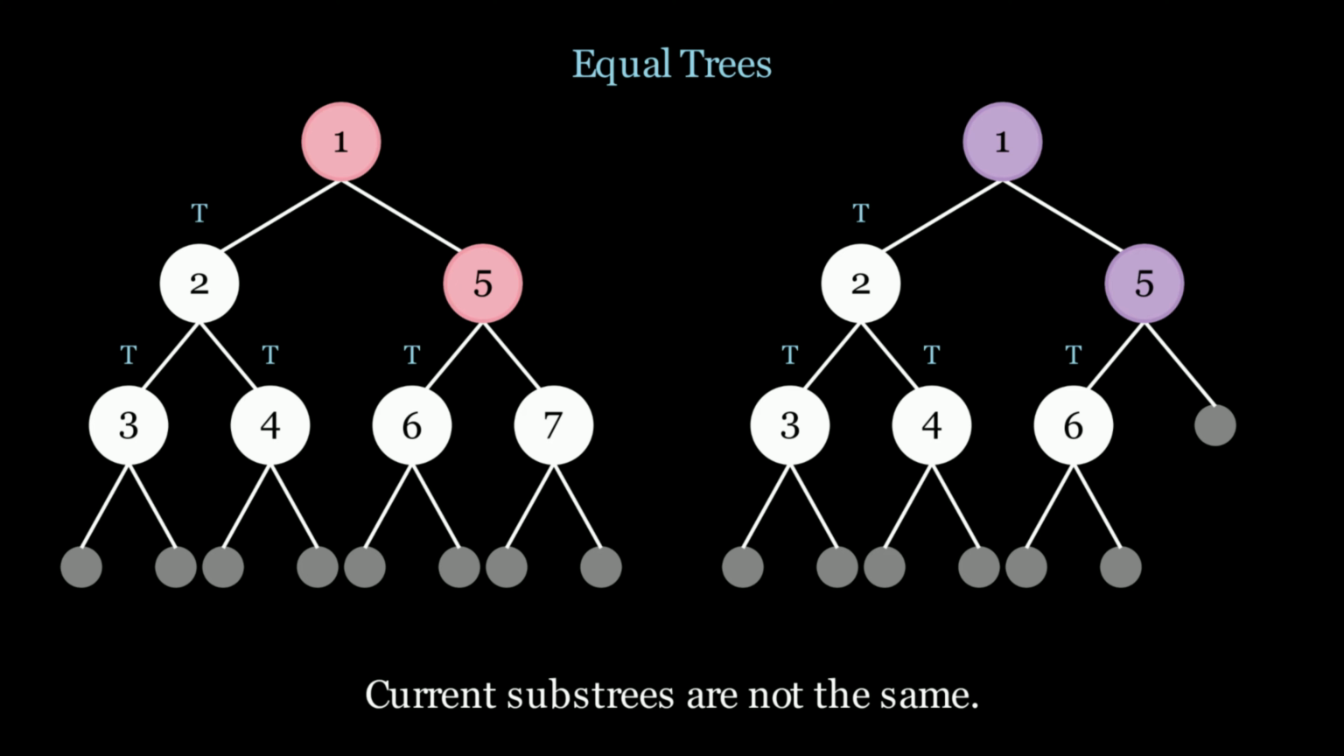And so that means the current subtrees are not the same. And so the trees are not equal at node 5. This propagates back to node 1, and eventually we get false as our final answer. The trees are not equal.